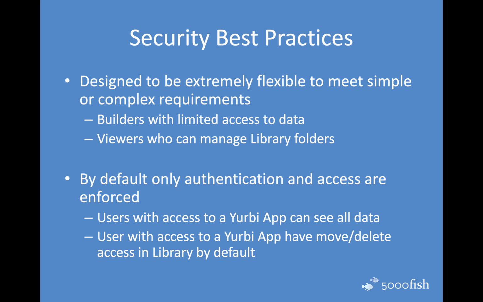Now, one very important thing is by default, out of the box, when you start your trial, only authentication and access are enforced. Authentication means you have to create a user to log in and you have to give them access to a data source for them to do anything. But by default, all users with access to a particular data source or a Yurbi app are going to be able to see all the data coming out of that database. If you don't set up any data level security constraints, then they'll be able to talk to any data in that database that you give them permission to through the app.